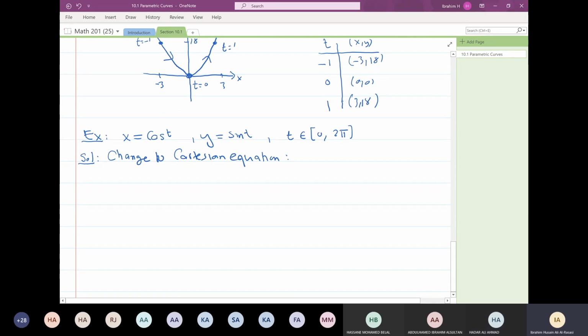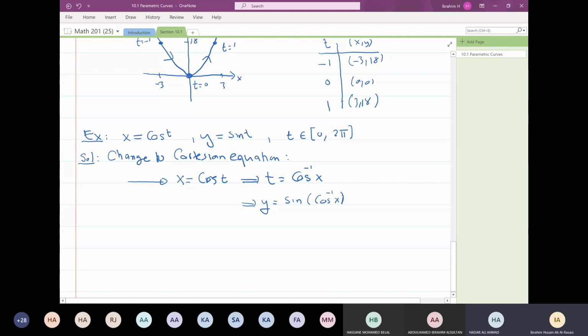You know how? Take the inverse cosine. So notice the following. You do as above. You have x equals cosine t. Then you get t equals cosine inverse x. Then replace t in the second equation, and you have the following: y equals sine of cosine inverse x.